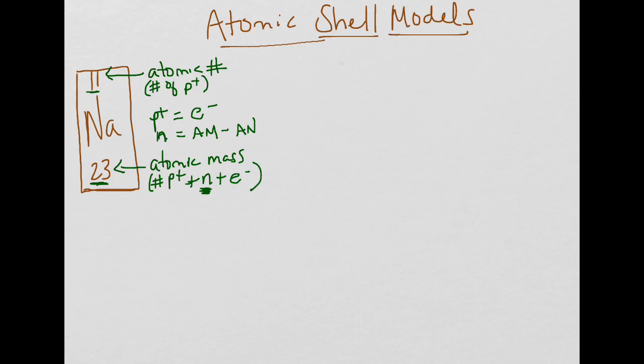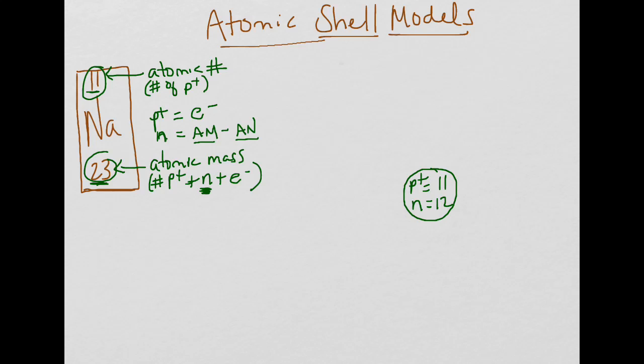All right, so to draw a shell model, the first thing you're going to do is draw the nucleus. And I like you to put the number of protons, P plus equals 11, and the number of neutrons. Remember I said that the neutrons equal the atomic mass minus the atomic number, so that's going to be 23 minus 11, which is going to be 12. Okay, so that's the nucleus of the atom. That's the center where those subatomic particles reside.